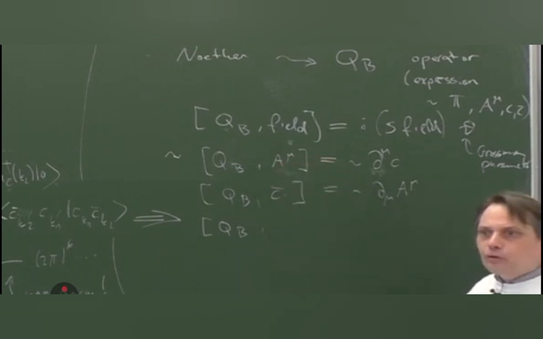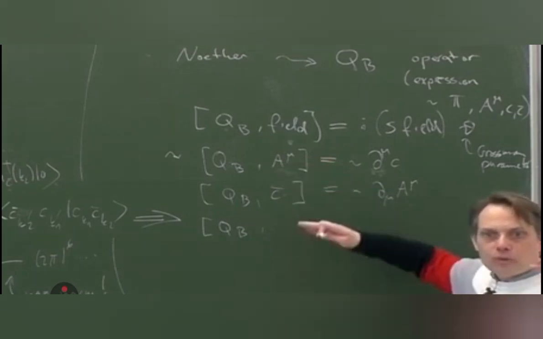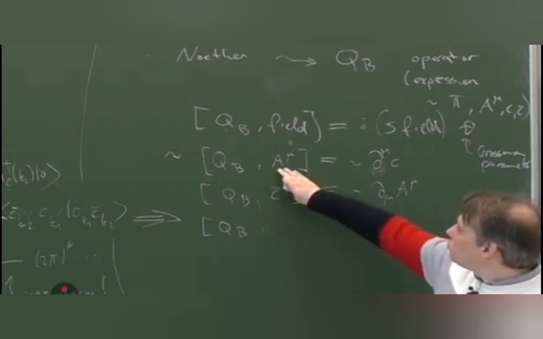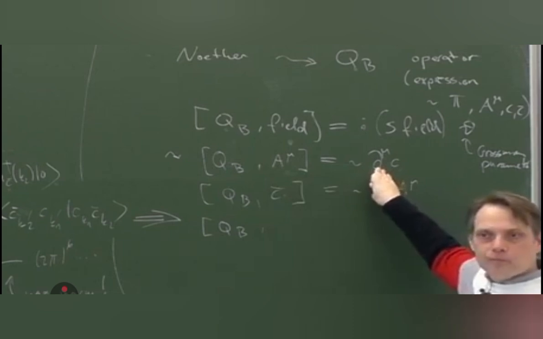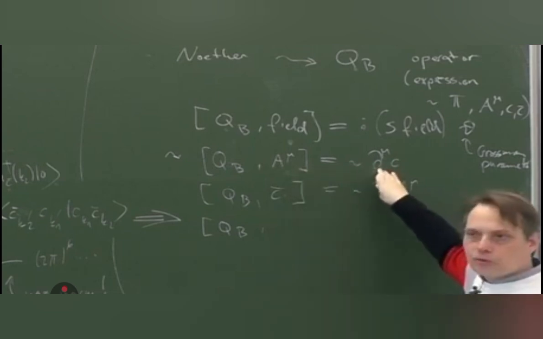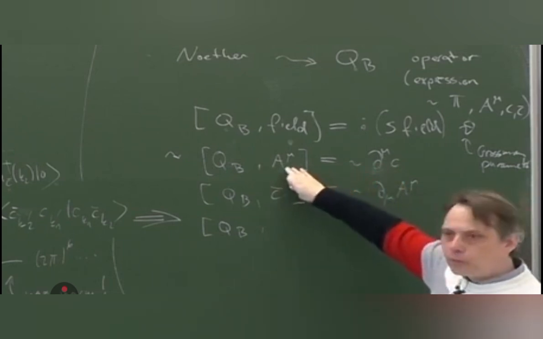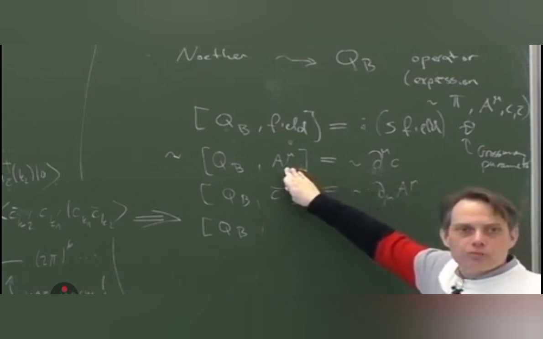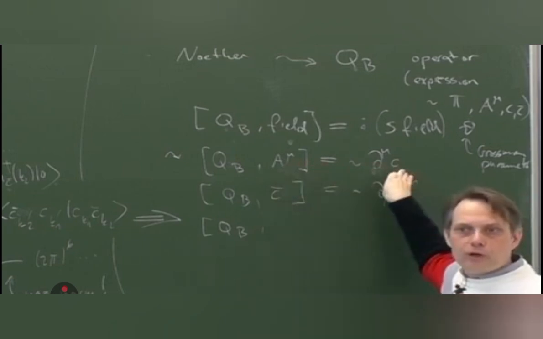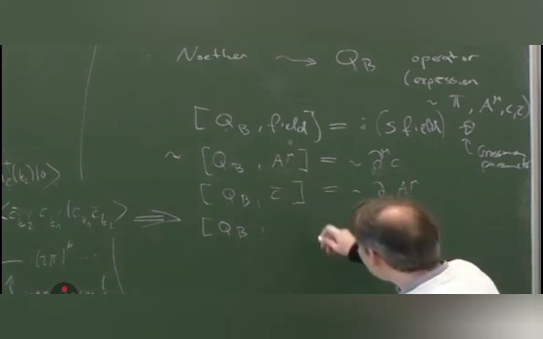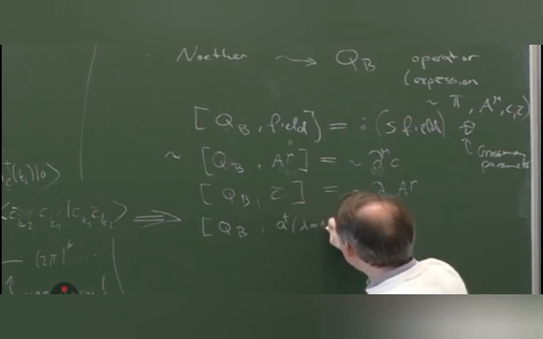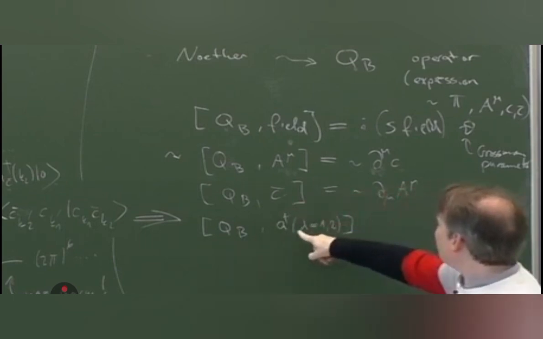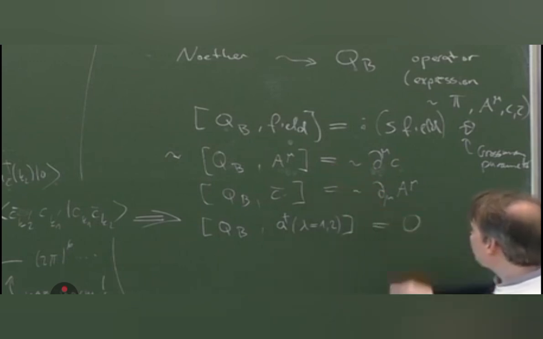that goes into the right-hand side, and the BRS transformation of all the other epsilons, which are not proportional to the momentum, must vanish. So therefore, we obtain Q_B with A dagger of lambda equal 1 and 2. They are not proportional to the momentum, so the Q_B of them must vanish.